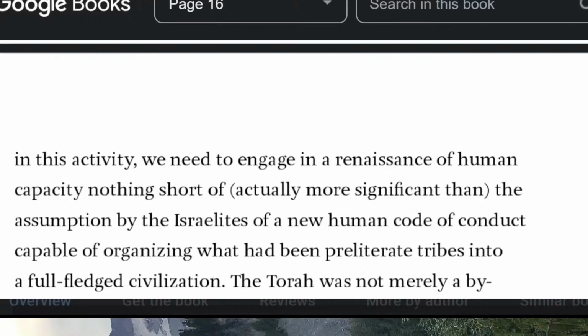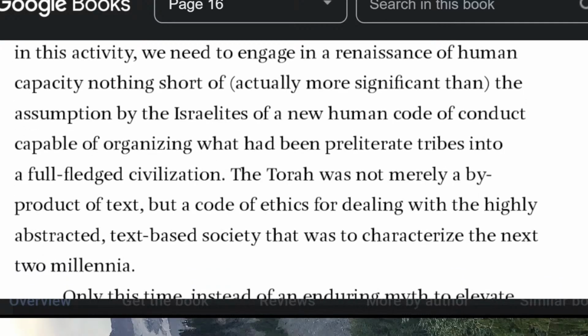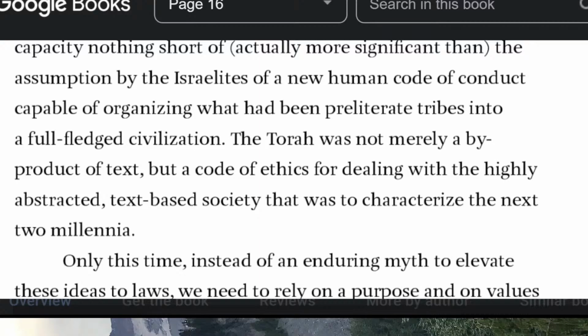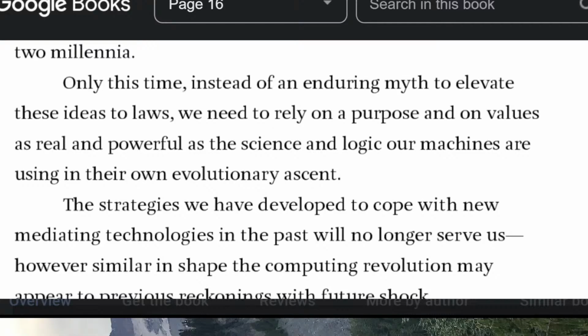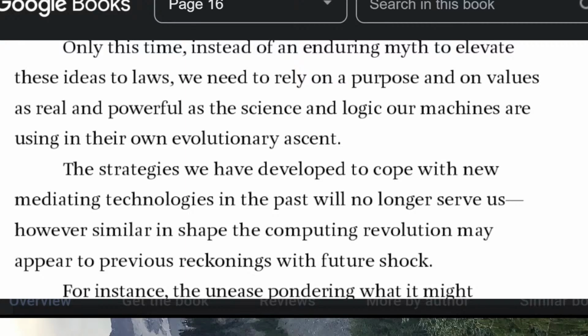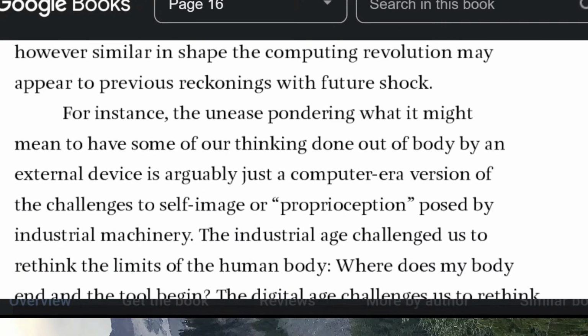If we want to participate in this activity, we need to engage in a renaissance of human capacity, nothing short of more significant than the assumption by the Israelites of a new human code of conduct, capable of organizing what had been pre-literate tribes into full-fledged civilization. The Torah was not merely a byproduct of a text, but a code of ethics for dealing with the highly abstracted text-based society that was to characterize the next two millennia. Only this time, instead of an enduring myth to elevate these ideas to laws, we need to rely on a purpose and on values as real and powerful as the science and logic our machines are using in their own evolutionary ascent. The strategies we have developed to cope with new mediating technologies in the past will no longer serve us. However similar in shape the computing revolution may appear to previous reckonings, it is different.